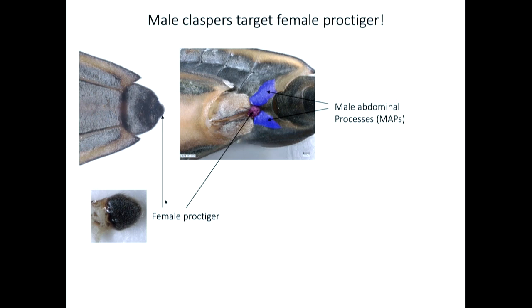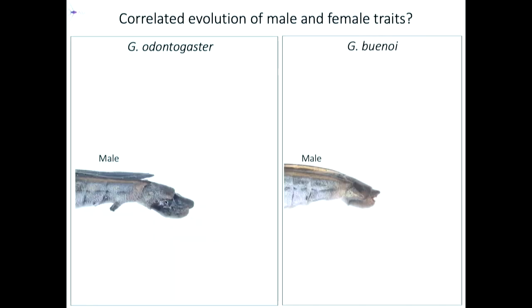So one of the first things we started to notice is we have another species. This one is called Gerris odontogaster, a widely distributed species in Europe. And this is called Gerris buenoi. It's a sister species that you only find in North America, mostly in southern Canada and the United States. In this one, males have these male abdominal processes, and in this one they don't have them. It's really a presence-absence situation.